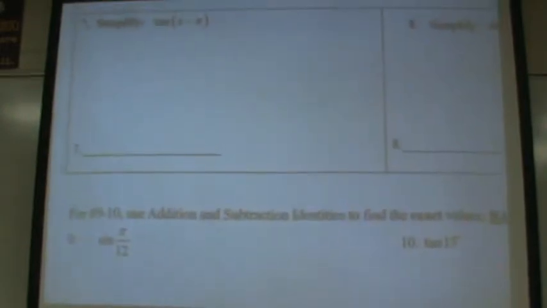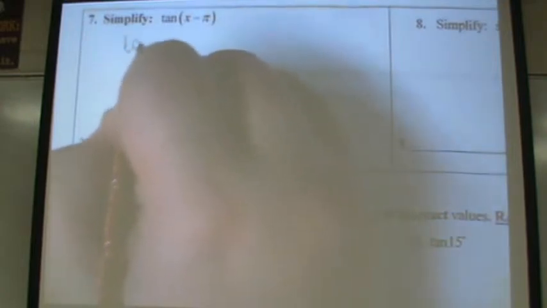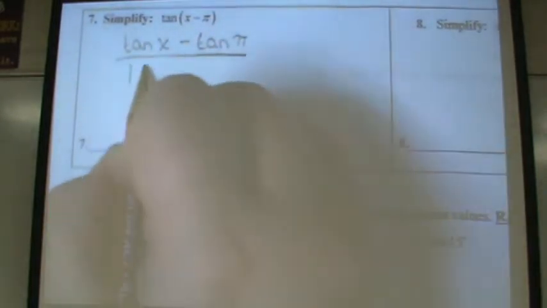Then going on to the back, number 7. Number 7 wants us to simplify tangent of x minus pi. So we're going to rewrite that using the identity for tangent. That identity said tangent of your first angle minus tangent of your second angle, all divided by 1 plus tangent of your first angle times tangent of your second angle.